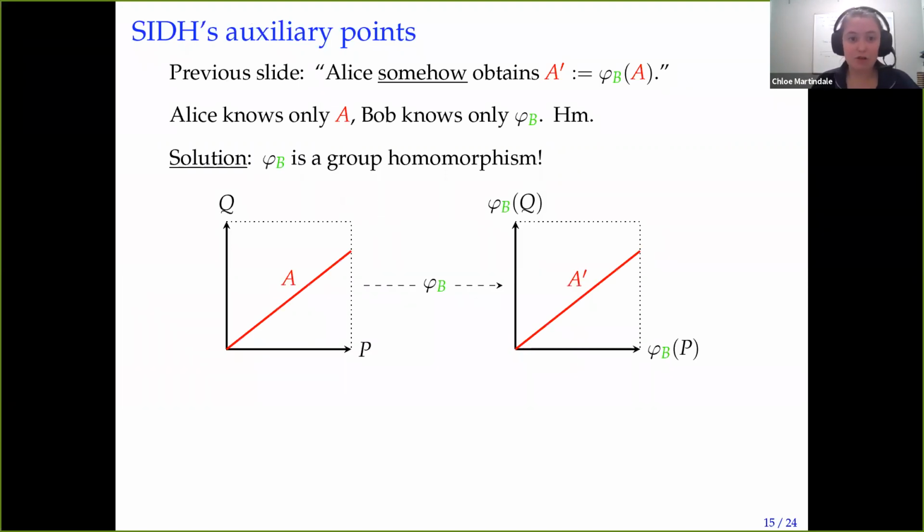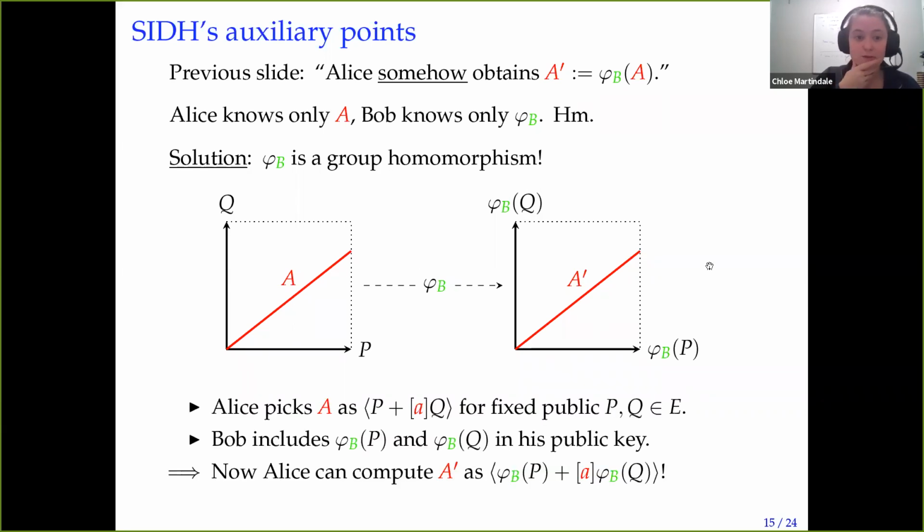So the solution to this problem, which is the key idea in the SIDH paper, is that phi_B is actually a group homomorphism. So if you know the generators P and Q of the A-torsion of the elliptic curve, and you know the image of those generators under phi_B, then you can also compute the image of the kernel without actually knowing exactly what that A is. That A can be anywhere in that box. And if you know the image of P and Q, then you can compute phi_B of A for anywhere in that box, just by using its property that it's a group homomorphism.